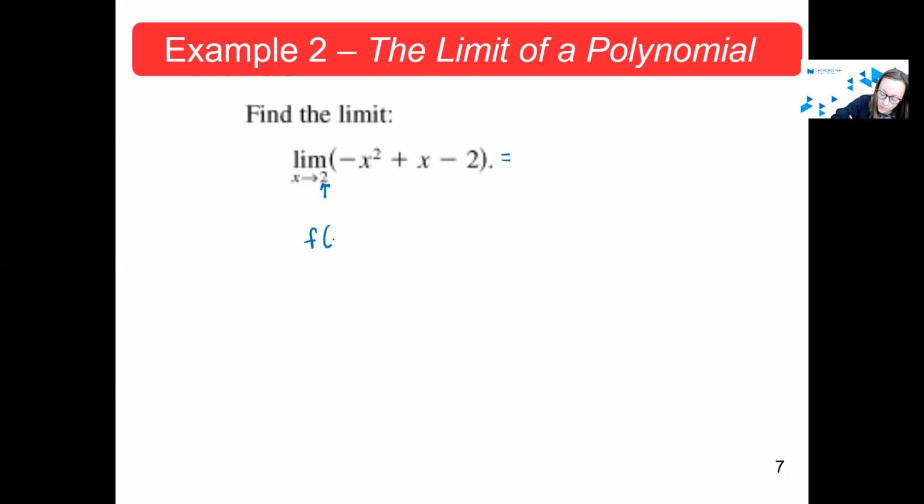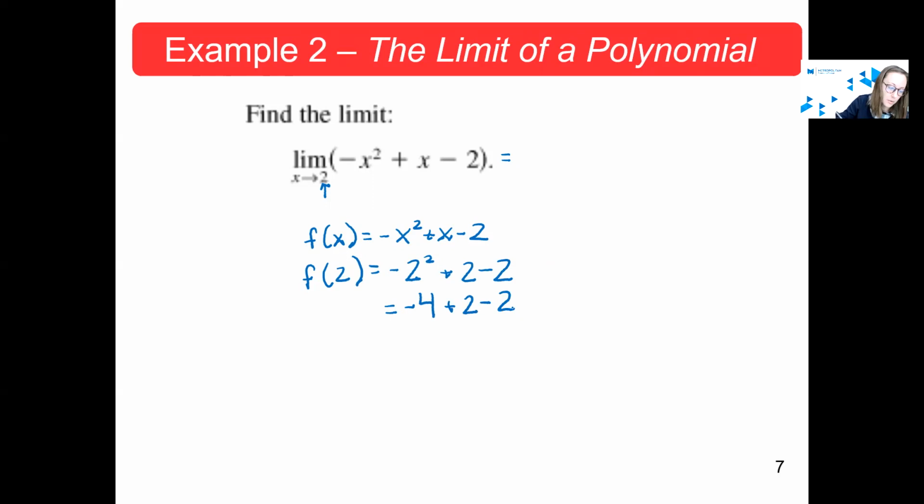And our function that we're dealing with is f of x equals negative x squared plus x minus 2. And so definitely I can input 2 in for x into this function. So we have negative 2 squared plus 2 minus 2. So then this gives me negative 4 plus 2 minus 2. And we have this equal to negative 4. So this limit not only exists, but it equals negative 4.